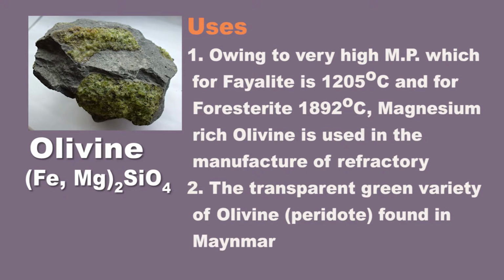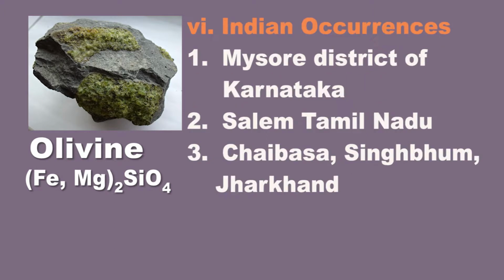Uses: owing to very high melting point, which for fayalite is 1205 degrees centigrade and for forsterite 1892 degrees centigrade, magnesium-rich olivine is used in the manufacture of refractories. The transparent green variety of olivine, peridot, is found in Myanmar. Indian occurrences: Mysore district of Karnataka, Salem in Tamil Nadu, Chaibasa in Singhbhum.